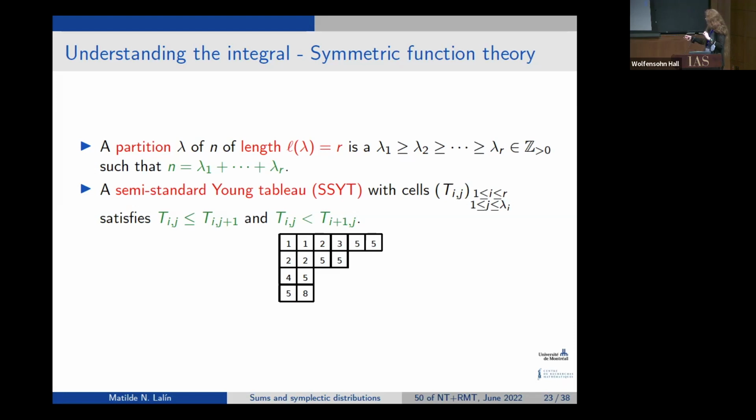But I'm interested in a Young tableau, so I'm going to fill these cells with positive numbers. They have to satisfy that in each row, the sequence of numbers is non-decreasing, so less or equal: 1, 1, 2, 3, 5, 5, and so on. And when I go down each column, the sequence is strictly increasing. That's what semi-standard means. I believe standard is that the sequence is strictly increasing in the rows too.